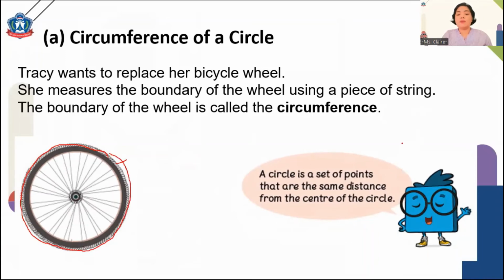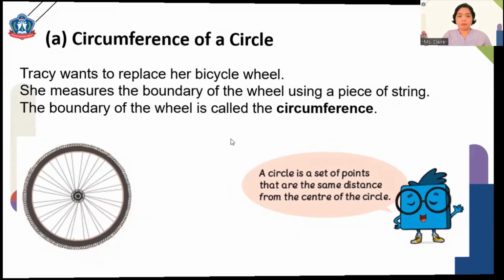A circle is a set of points that are the same distance from the center of the circle. Points here. So if you connect them, you can make the circumference of the circle. This one. If you connect all the points around. Okay, so that is what we call circumference of a circle.